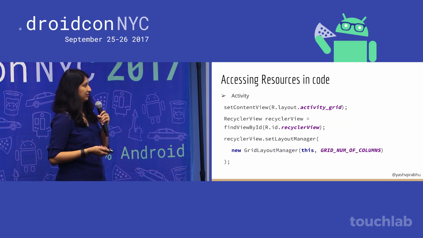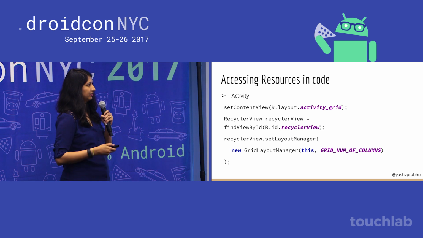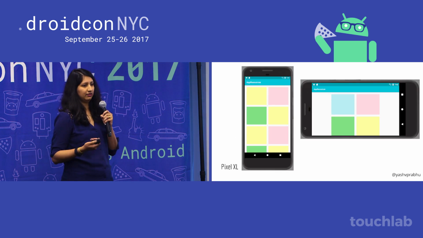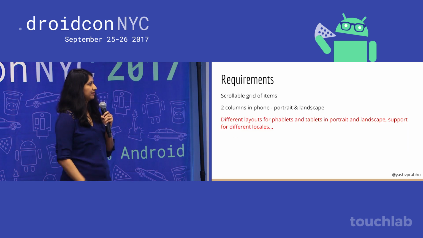And then you access those resources in code, you find your RecyclerView, and notice that we're using the grid number of columns here, which is a static field, and you set that as 2. So there, you've done it. You've satisfied the requirements. You head back to your designer or your product manager.